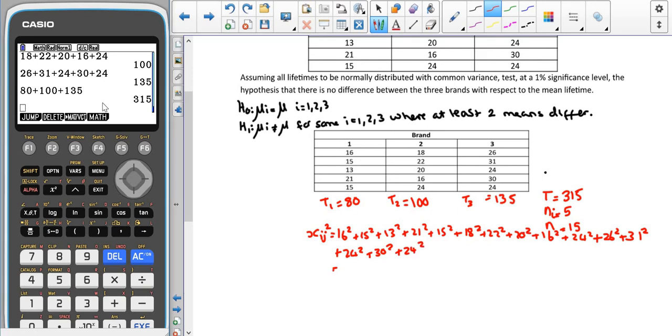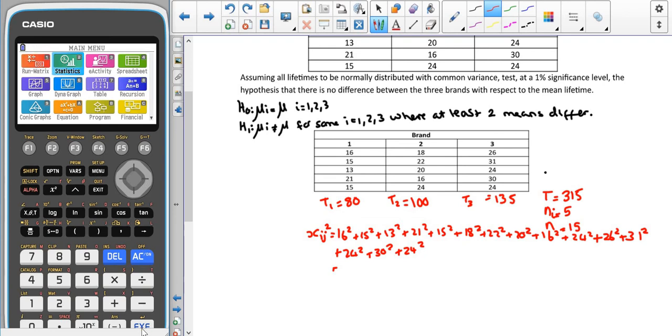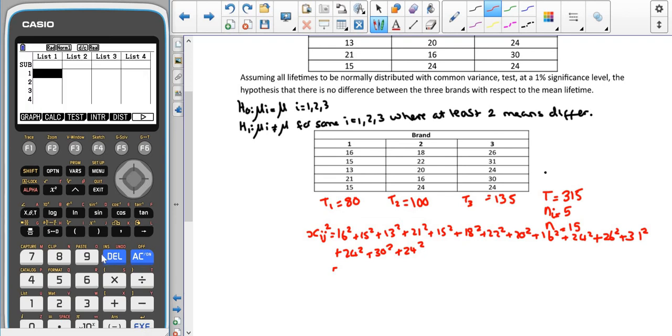And we're going to put that into our calculator. You could also go to the stats part of your calculator. You could type all those numbers in. So 16, 15, 13, 21, 15, 18, 22, 20, 16, 24, 26, 31, 24, 30 and 24.